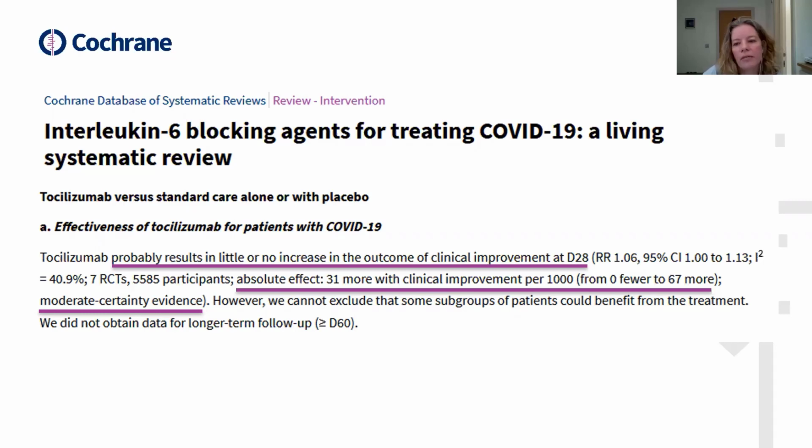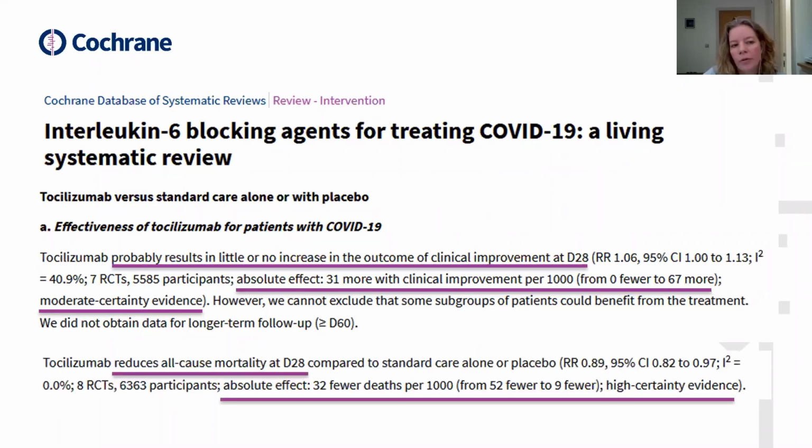But information about the absolute effect in the control group is missing. So perhaps this isn't as clear as it could be. How many people experience clinical improvement without taking this particular drug? But the authors have given us a bit of a clue there because they've said there's little or no increase. And so they've obviously concluded that 31 more people per 1,000 experiencing clinical improvement isn't a clinically meaningful result.